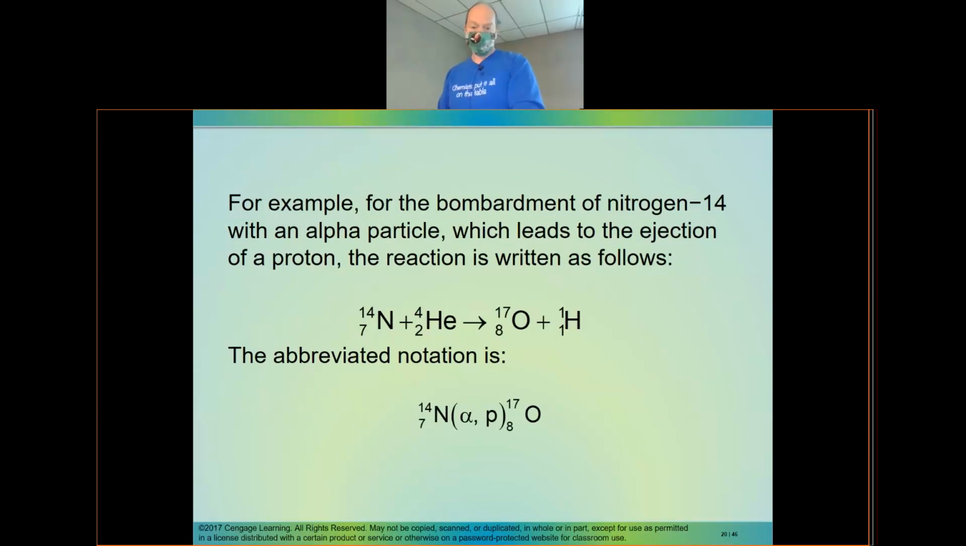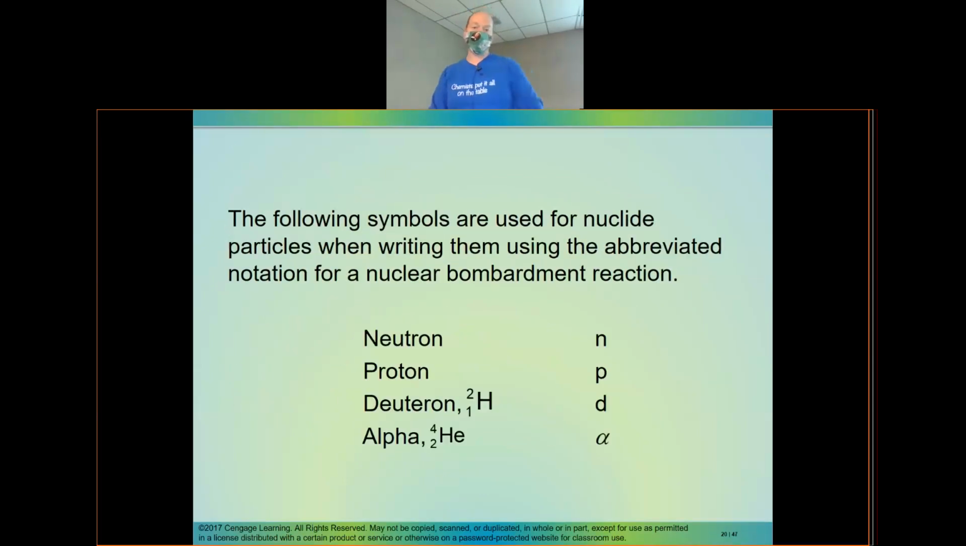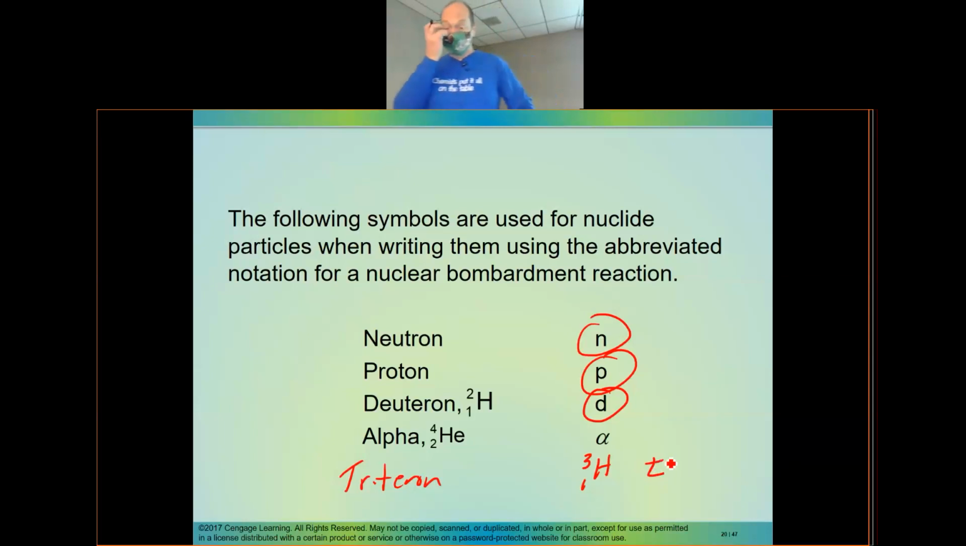And so then they go through the abbreviated forms. You have to know the symbols: N is a neutron, P is a proton, D is a deuteron, which is a 2, 1. Then the triton, that is an H3, 1, and that is a T. So if you have a lowercase t as a particle, that is a triton, an H3, 1.